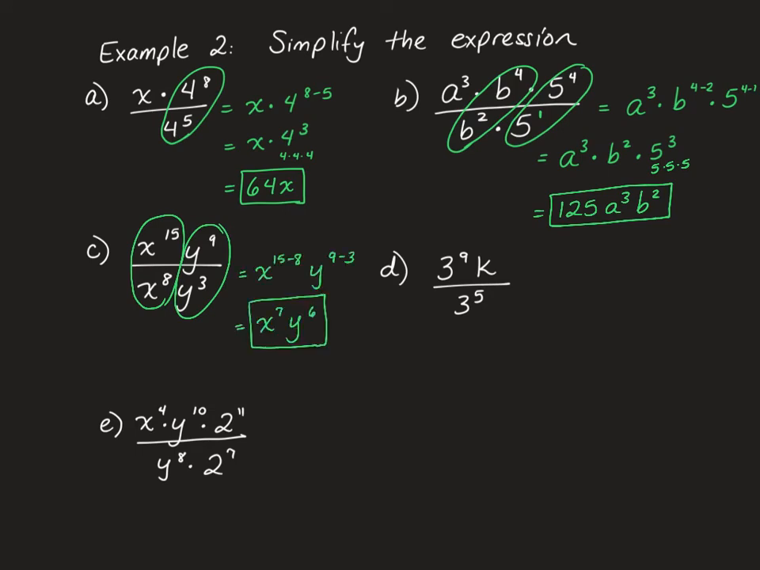All right, I got x to the power of 7, y to the power of 6. In letter D, I can combine together these two. See if you can finish that on your own. Turn it back on and see if you got it right. And I got an answer of 81k. You go ahead and do letter E on your own. Turn the video back on and see if you got it right.